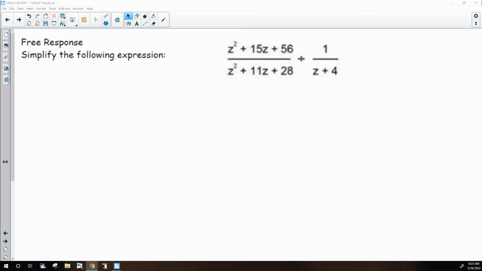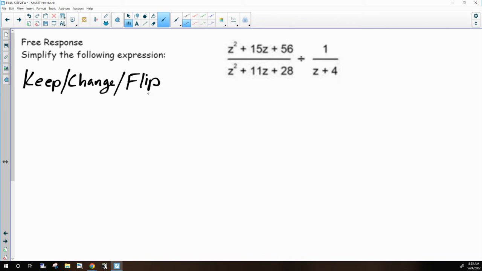Remember, the first step of rational expressions when we divide is keep, change, flip. I would write it somewhere. Keep, change, flip. Keep, change, flip means we will keep the first fraction exactly how it looks.